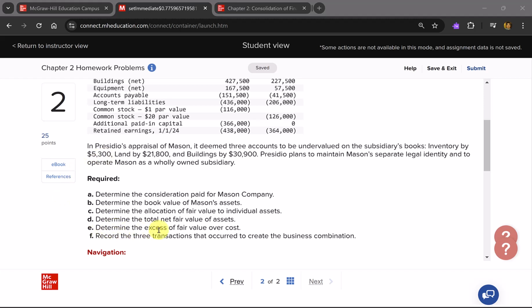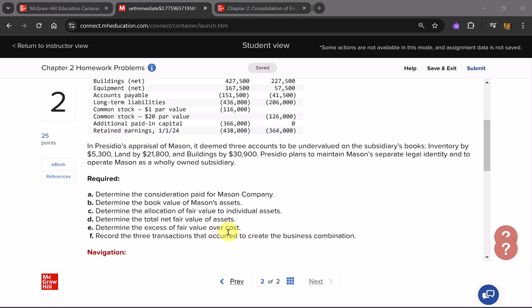D, determine the total net fair value of assets. Of course, that's the increasing amounts to get to the fair value up beyond the book value. E, determine the excess fair value over cost. The cost is the amount that we paid here in step A. And of course, the fair value is in step D, so we're taking the difference. Notice it says excess fair value over cost and not the other way around.